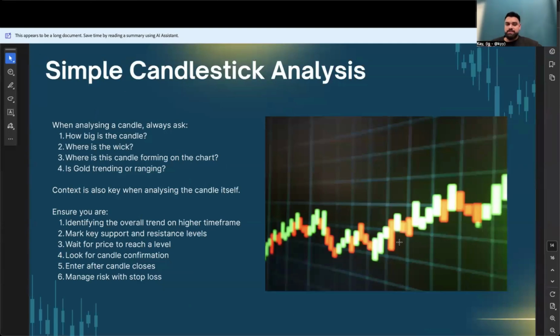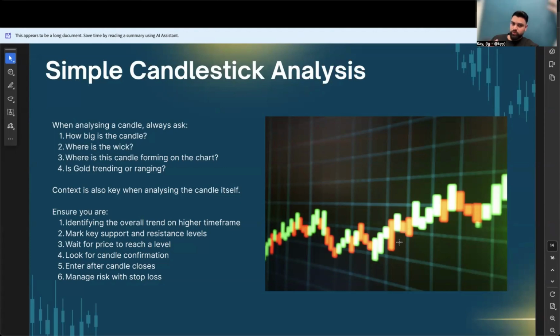Simple candlestick analysis. This is how big is the candle, where is the wick, is it at the top, is it at the bottom, where is the candle forming on the chart, is it in a ranging direction, is it near an area of interest, is gold trending or ranging. When ranging, we can see a lot of spinning tops, a lot of dojis, a lot of engulfings, but when it's trending, it gives you a confirmation of where you can look to enter.